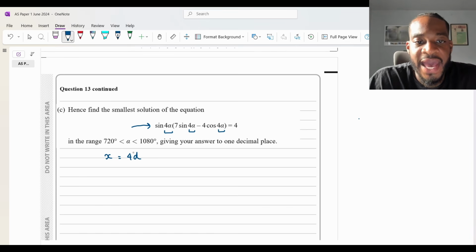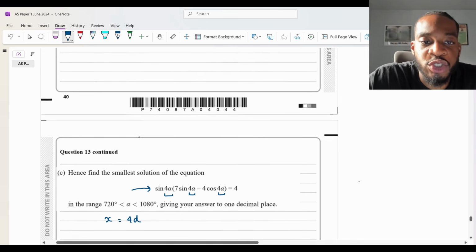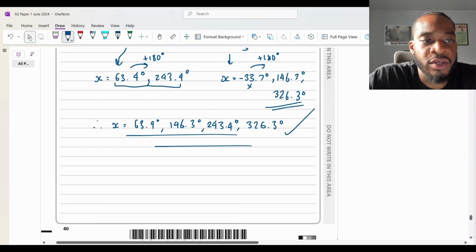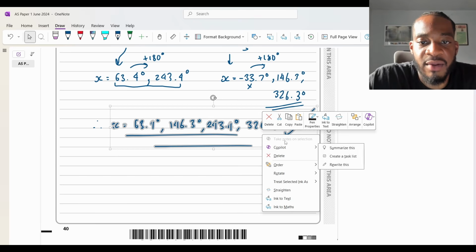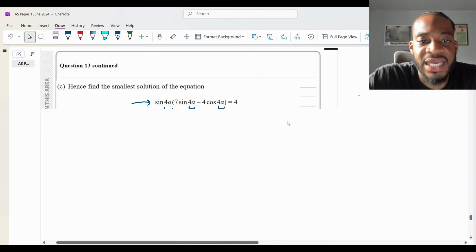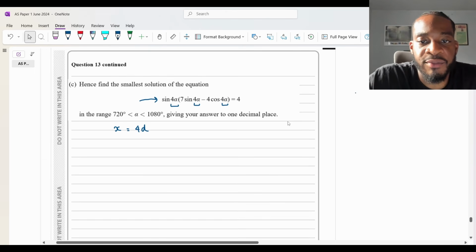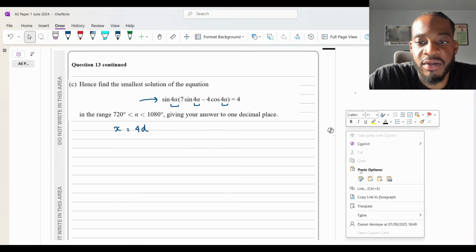Now, what do we know about x when we solved it? There were 4 solutions between 0 and 360, right? So what I'm going to do, I'm just going to grab these, and I'm just going to copy it and I'm going to replace it. I'm going to replace the x with 4 alpha. So do that there. Place that over right here.